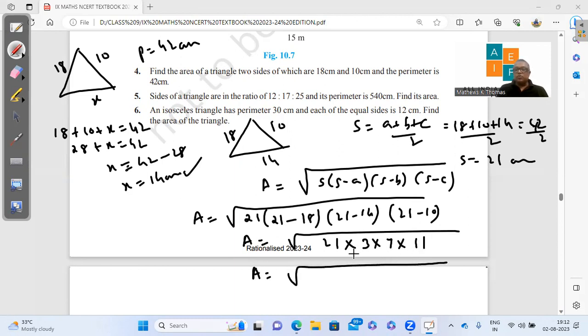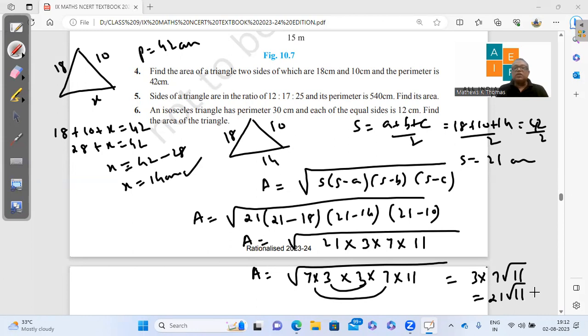Now, as I told you, don't multiply all this. What we need to do is find out the factors. So 21 we'll write as 7 into 3, 3 as it is, 7 as it is, 11 as it is. So we get a group of 3 and 7, which comes out. Inside we get 11. So answer to this question will be 21 root 11 centimeter square. This will be the answer to question number 4.